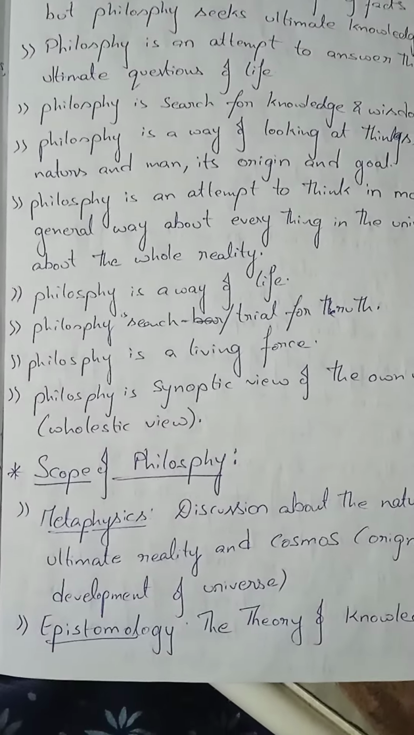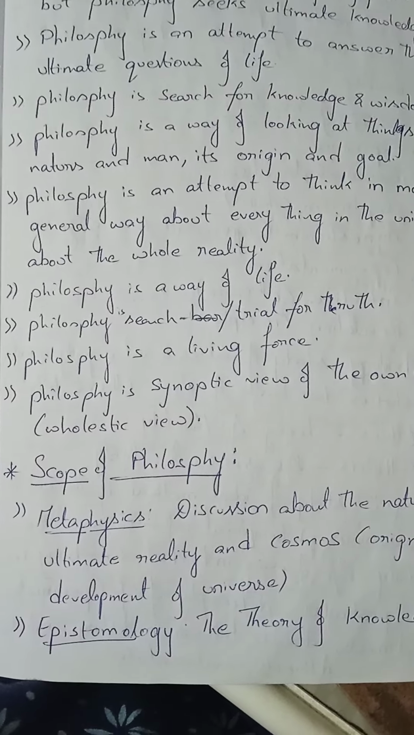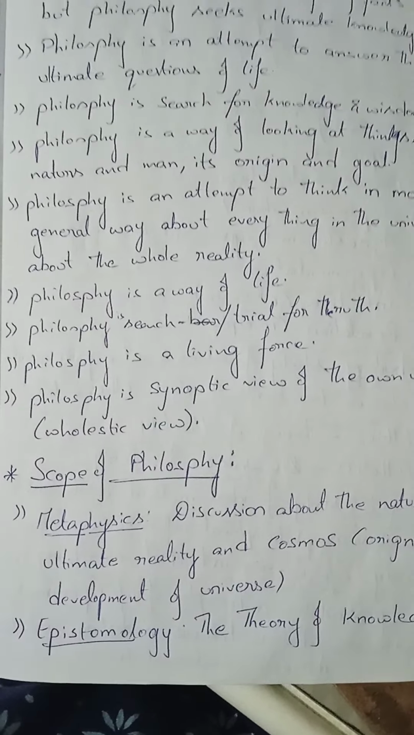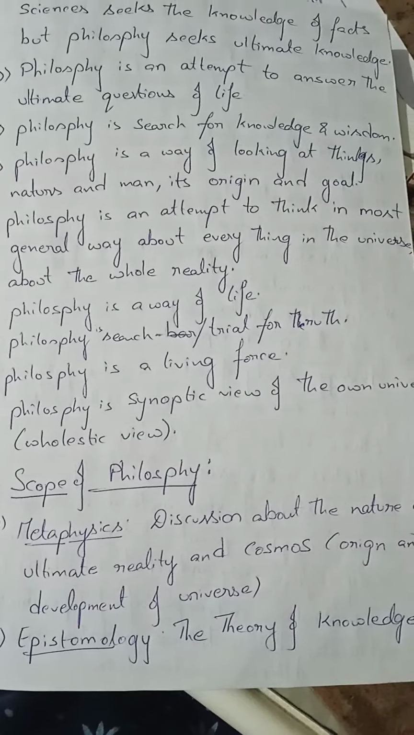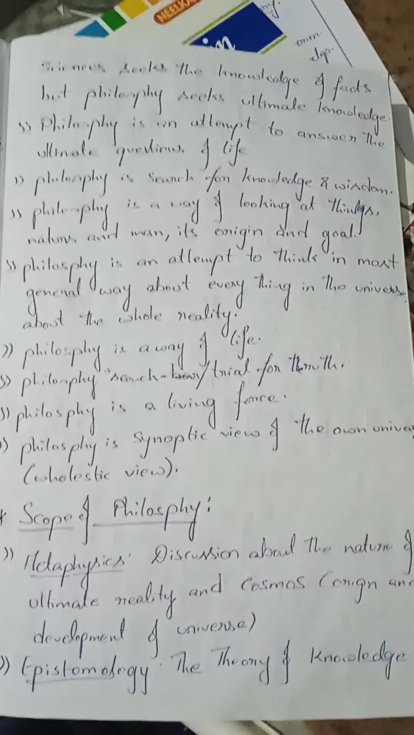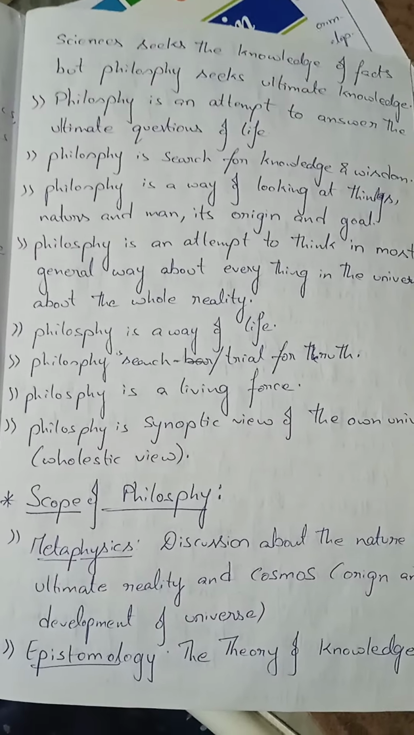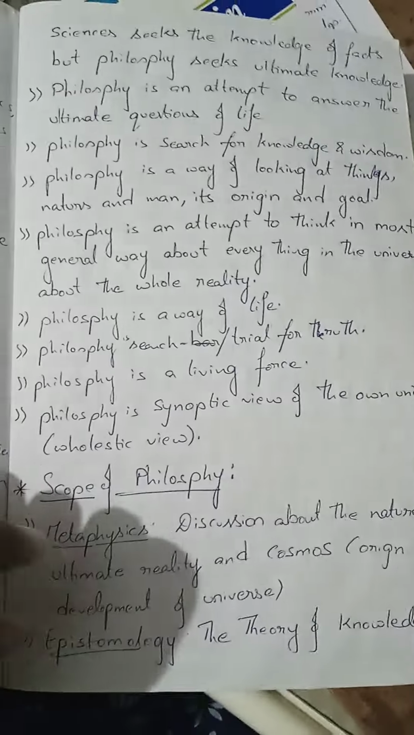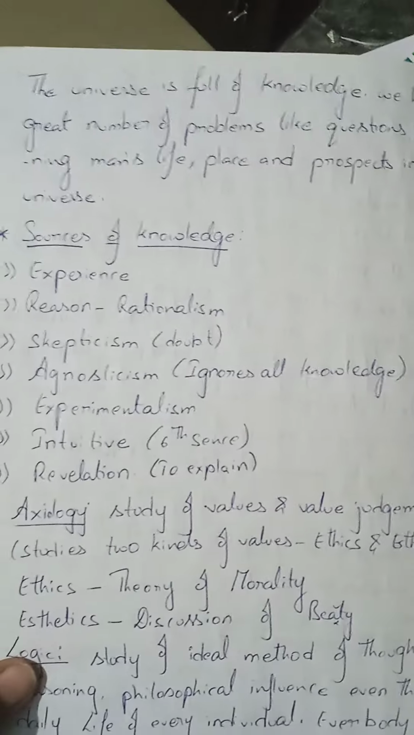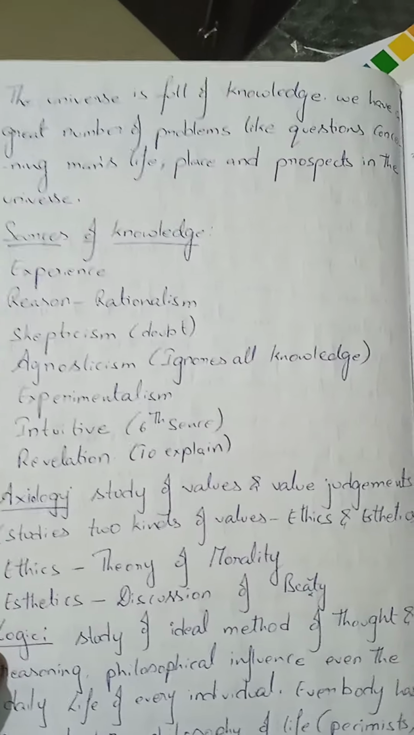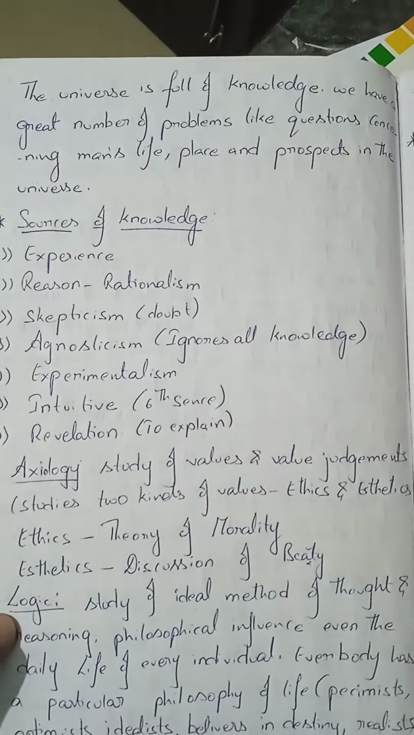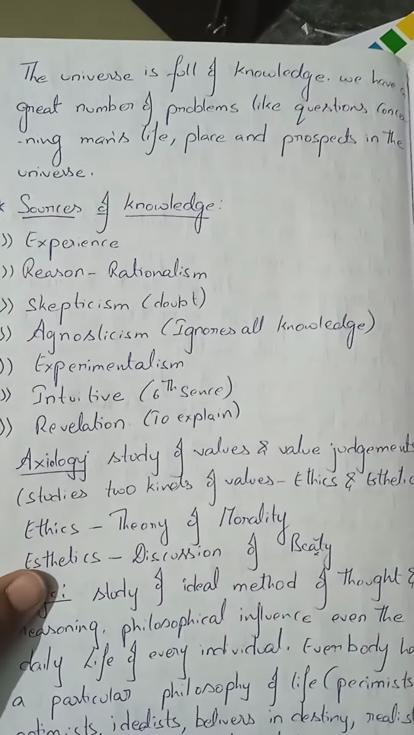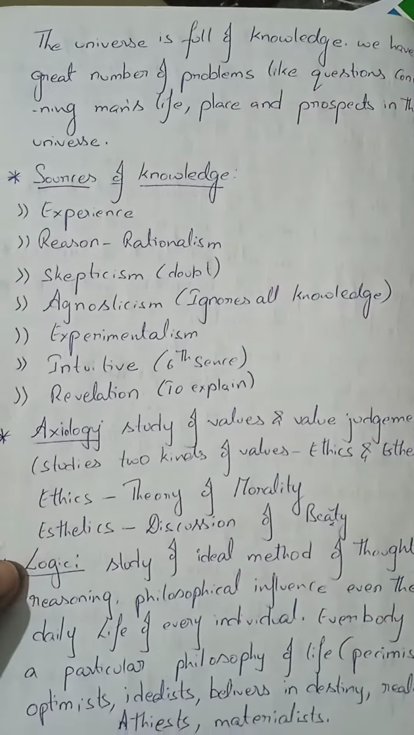Scope of philosophy. Here the scope is divided into 3 types. They are metaphysics. It means discussion about the nature of ultimate reality and cosmos, origin and development of the universe. And the next one is epistemology, the theory of knowledge. The universe is full of knowledge. We have a great number of problems like questions concerning man's life, place and prospects in the universe.